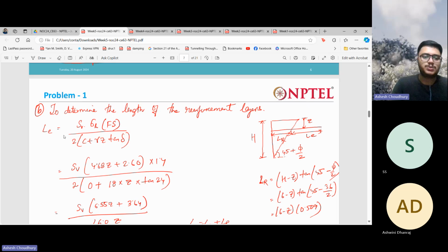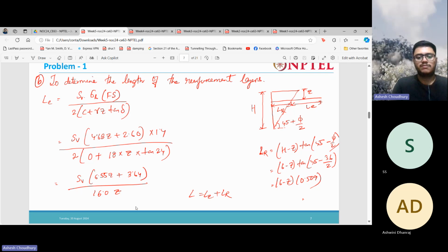The embedment length we calculate as spacing times the horizontal pressure times the factor of safety, divided by 2 times the friction term, because you have two surfaces, top and bottom, so the friction resistance of both the surfaces of the geotextile will be coming into the picture. So we have this factor 2 here. So this divided by this, then we get the LE in terms of SV.